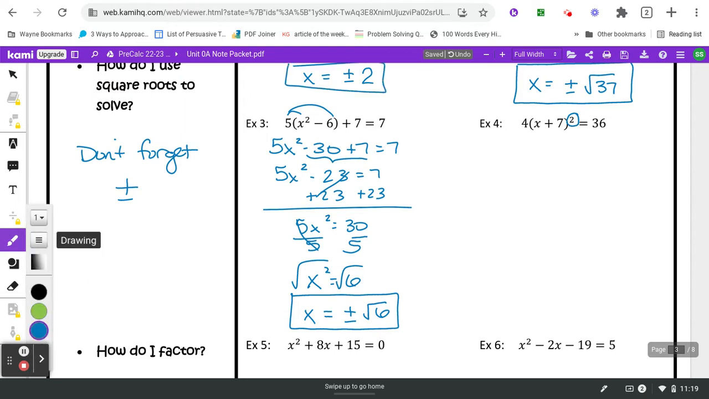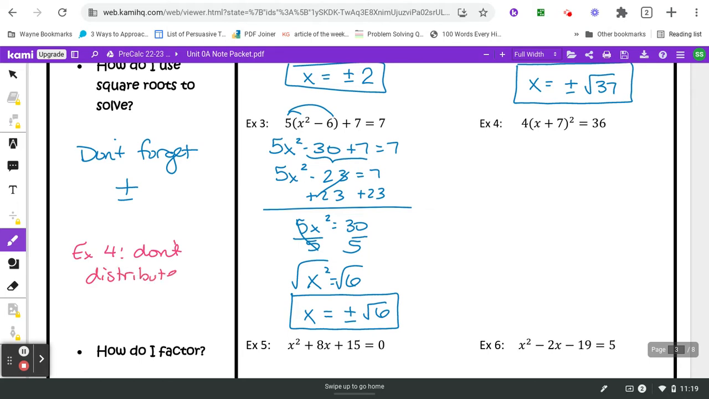All right, now problem number 4, I'm even going to switch colors because it's a little bit different here. Problem number 4, notice your square exponent is on the outside. So let's make a little note over here. For example 4, don't distribute. And we can't distribute because the exponent technically needs to be done first. So instead of distributing the 4 in, we're going to divide the 4 out from both sides. You also can't distribute the square exponent into the x or the 7.